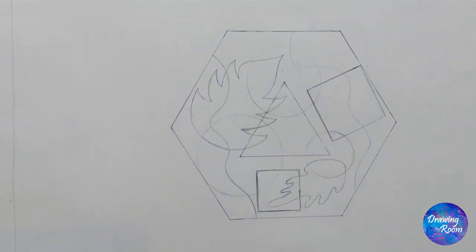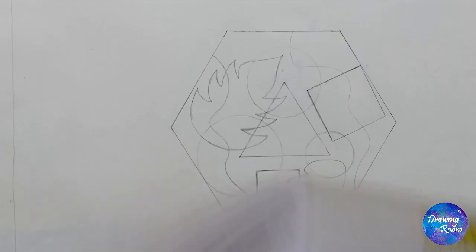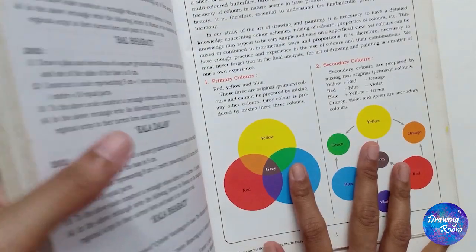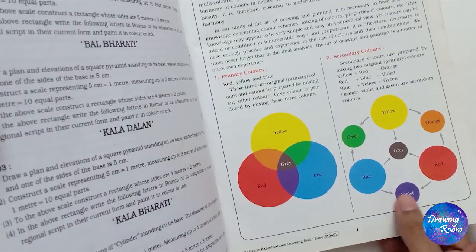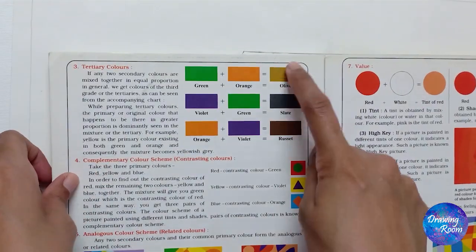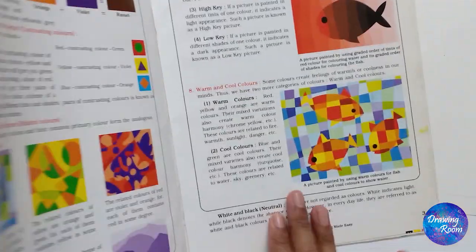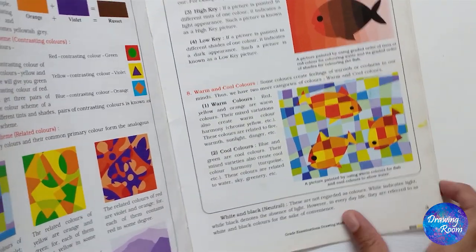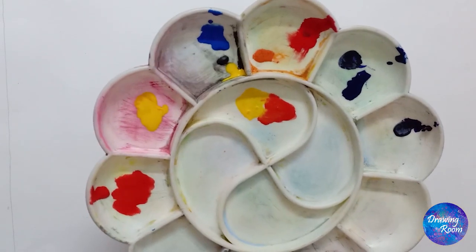Before starting to color, we always have to choose a color scheme. You can refer to this video link on the top right hand corner in which I have explained about different color schemes in detail. Alternatively, you can refer to your elementary book in which all the color schemes are given. Primary, secondary, tertiary, complementary, analogous, monochromatic, tints and shades, warm color scheme and cool color scheme. We have chosen analogous color scheme with red, orange and violet colors.